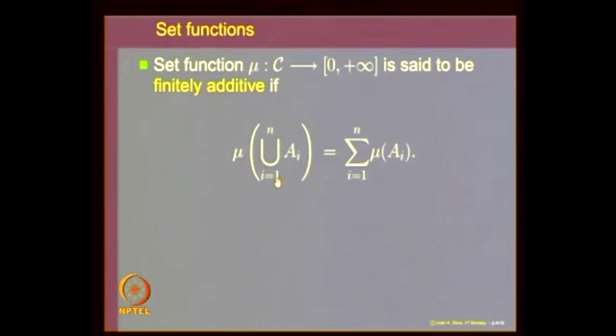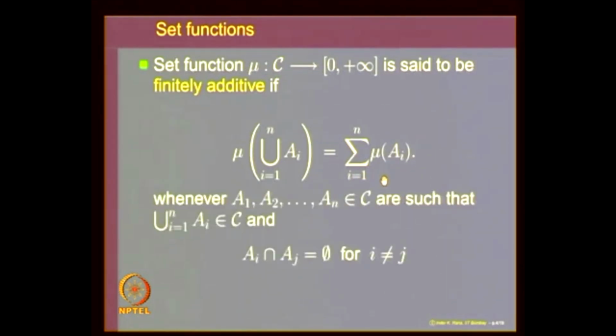that mu of the union of sets A_i, i equal to 1 to n, so given any finite collection of sets A1, A2, ..., An in C, we want mu of the union of these sets to be equal to the sum of mu of A_i. Of course this will be whenever A1, A2, ..., An is a finite collection of sets in C such that their union also belongs to C, for otherwise the number on the left hand side of this equation will not be defined, and we want further that these sets are pairwise disjoint. So A_i intersection A_j is empty for i not equal to j.